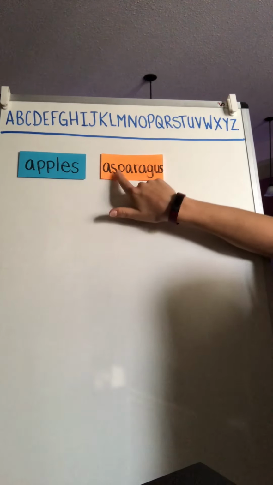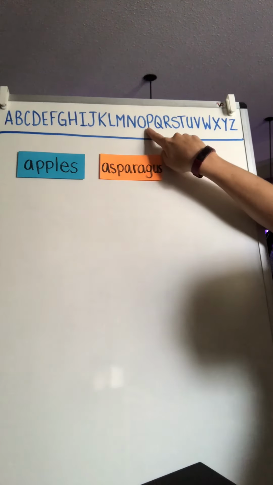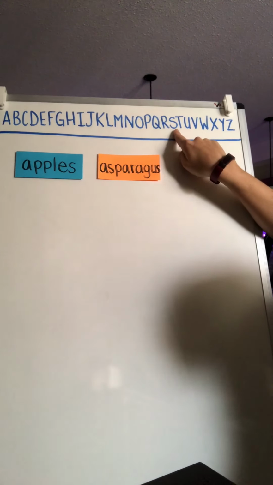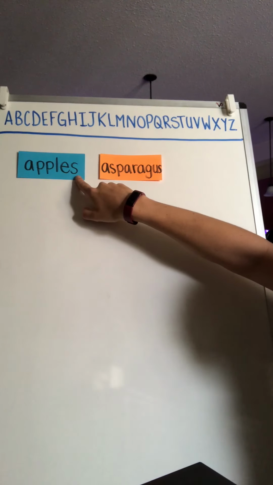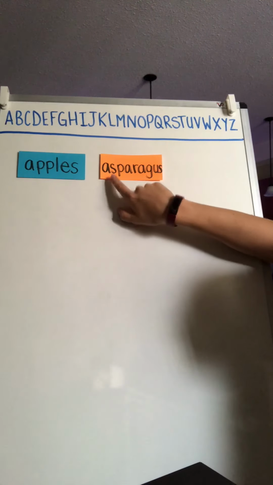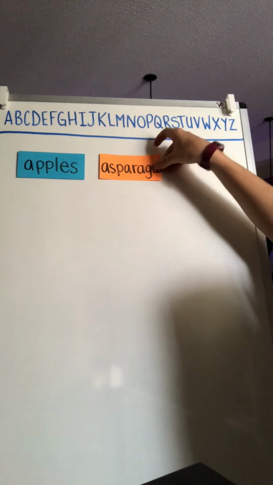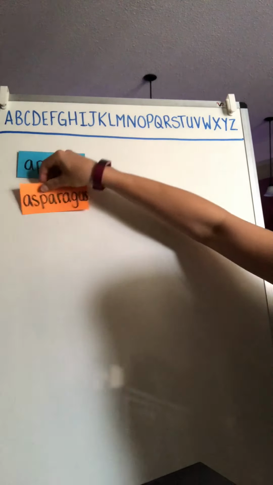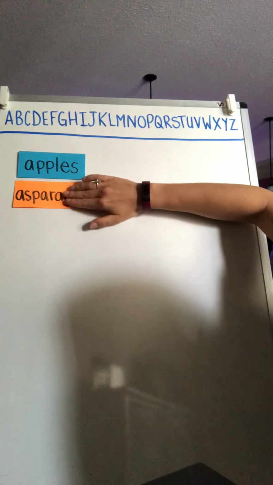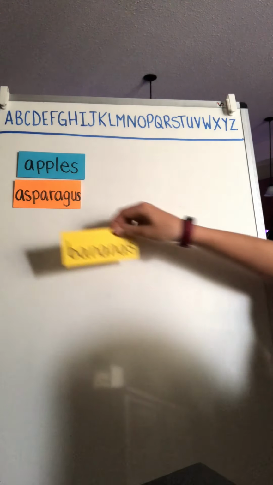P or S? Well, let's check our alphabet strip. Here's P and here's S. Well, P comes first, which means that apples comes first in our order and asparagus will come second. There we go. All right. That's it for A's, so we're gonna move on to the next letter, which of course is B. For B, I just found bananas.